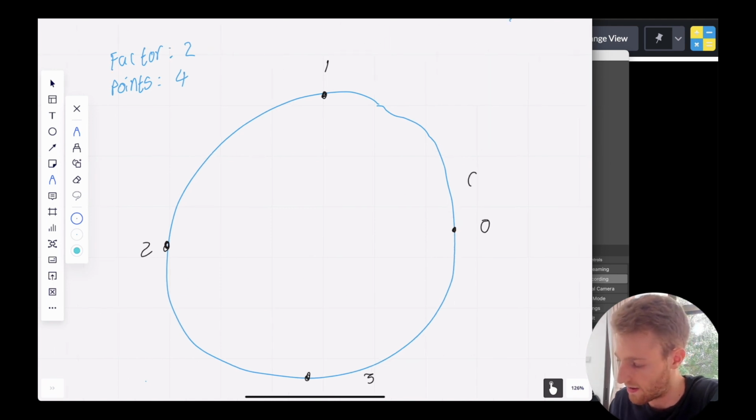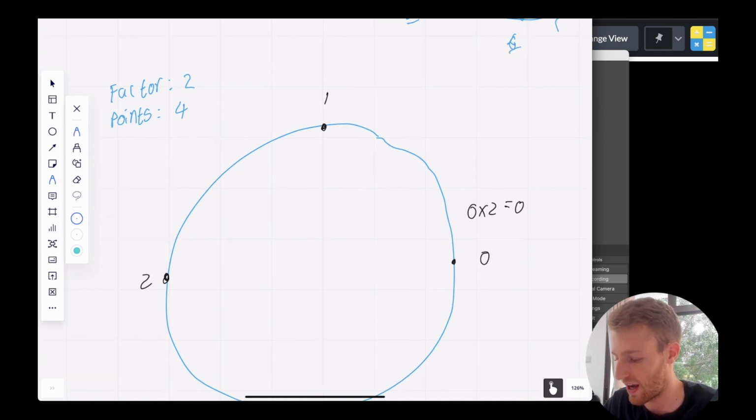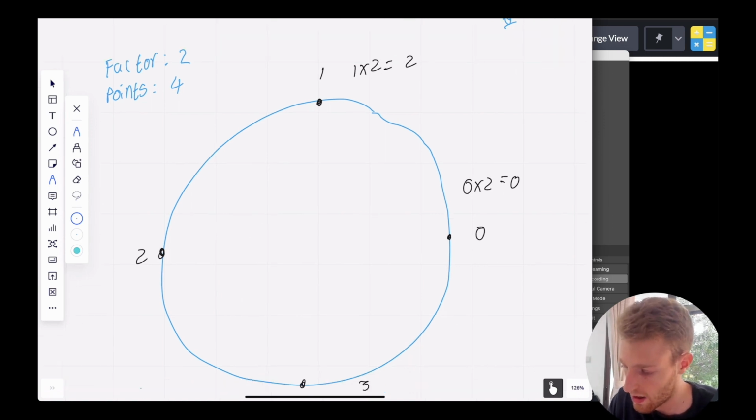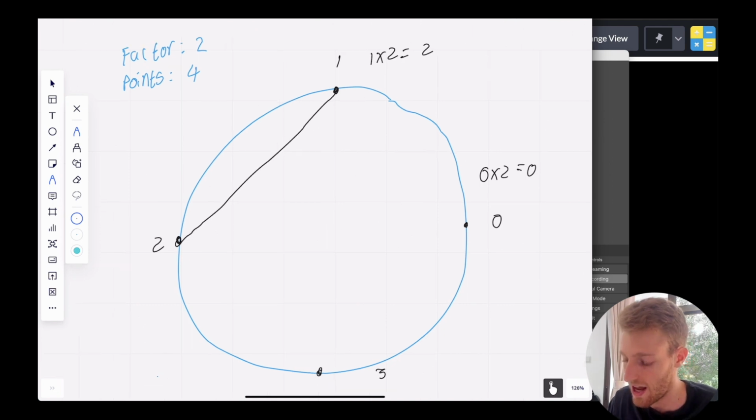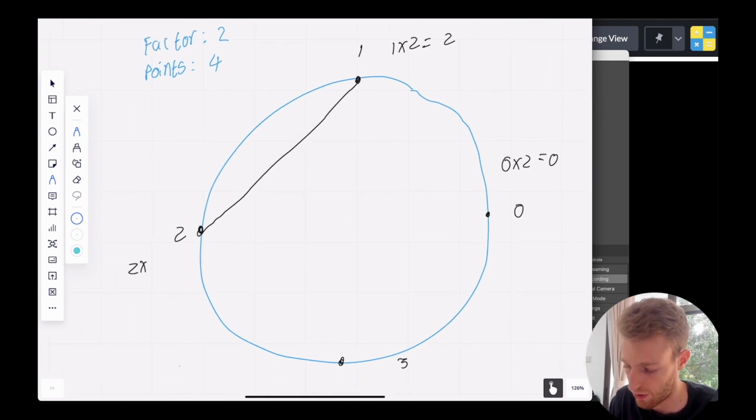So we're going to say 0 times 2, that's equal to 0. So we're going to draw a line from 0 to 0. There's no line from 0 to 0. Okay, then we're going to say 1 times 2. That is equal to 2. So we're going to draw a line from 1 to 2. Then we're going to say 2 times 2, that is equal to 4.